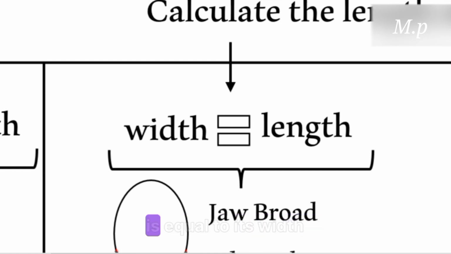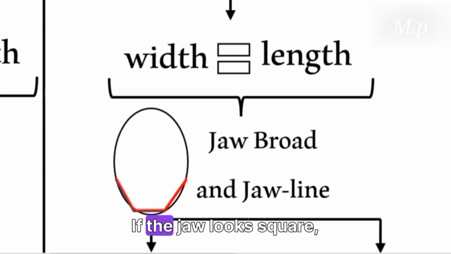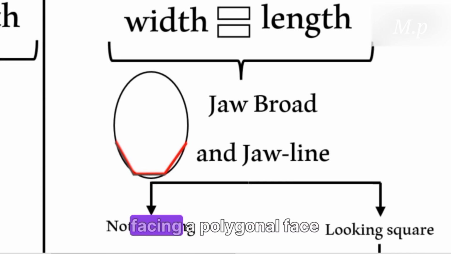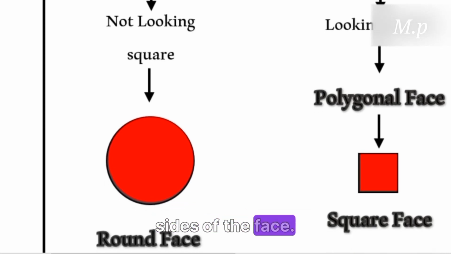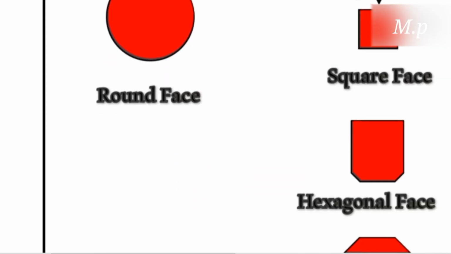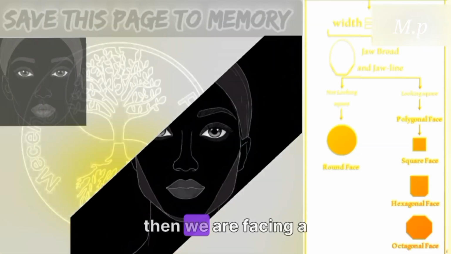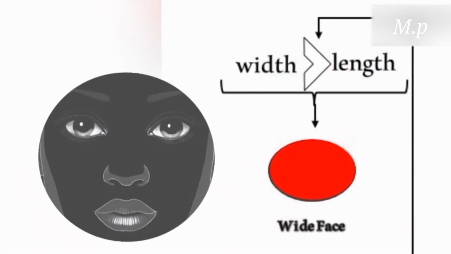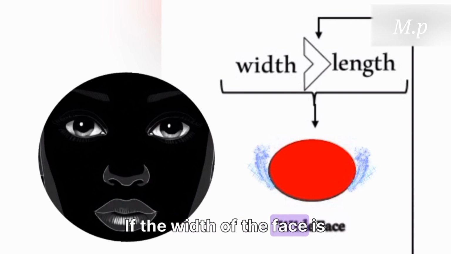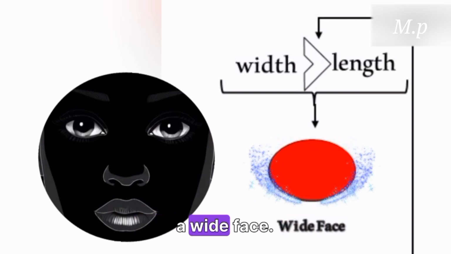If the length of the face is equal to its width, we will examine the jaw as usual. If the jaw looks square, then we are facing a polygonal face. According to the number of sides of the face, we find out whether it is square, hexagonal or octagonal. If the jaw does not look square, then we are facing a triangular face. In the last part, if the width of the face is greater than its length or a little more, then we are faced with a wide face.